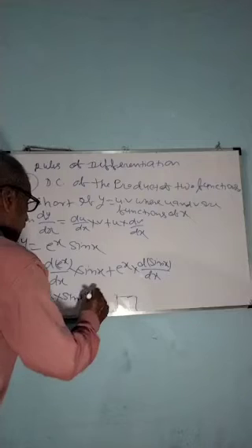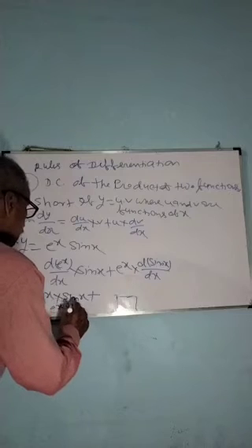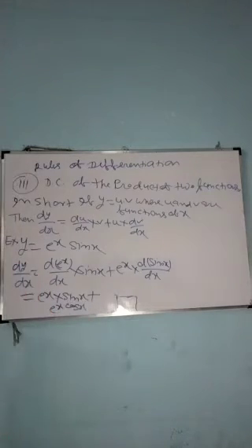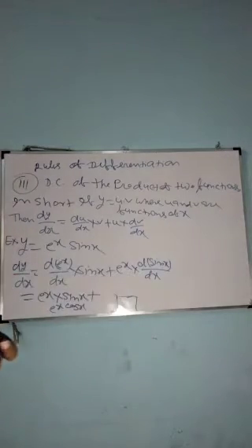This is equal to e^x into sin x plus e^x into cos x. We know DC of e^x is e^x. We know DC of sin x is equal to cos x. You note it in your notebook.